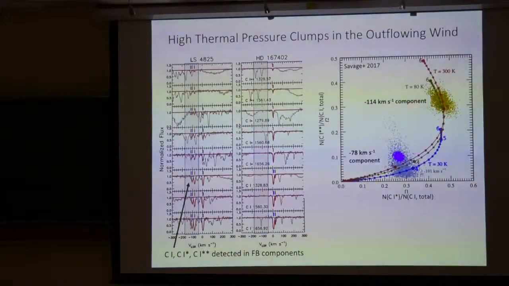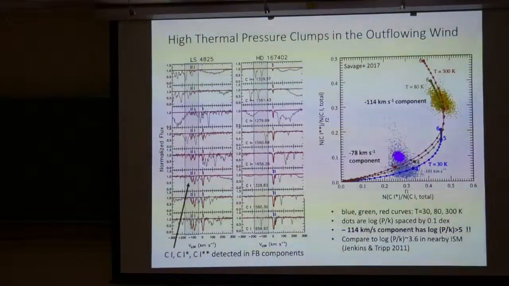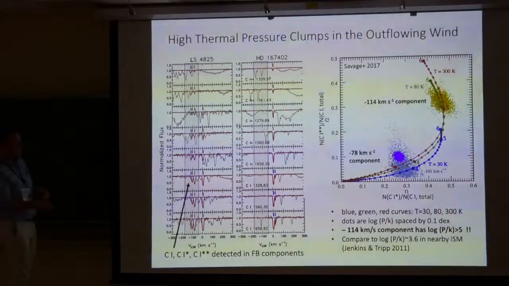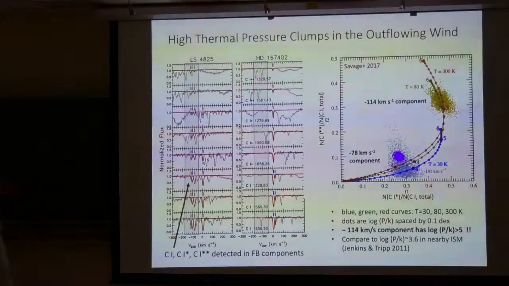Now look at this component up here. This is the high velocity component beyond 7 kiloparsecs. This has a pressure, I'll skip going through all the details here, but whatever the temperature, this gas is at a pressure above 5. So log P over K, the typical units for this, it is over 5. For comparison, the ISM measurements, the typical log P over K for the pressure is about 3.6. So this is more than a factor of 10 higher thermal pressure than typical ISM clouds.